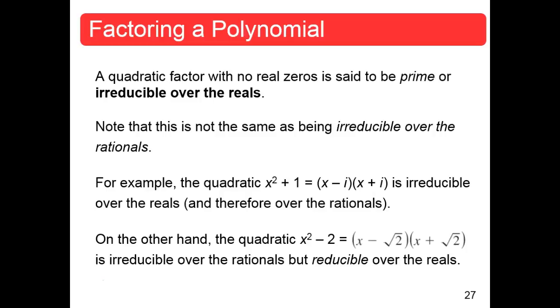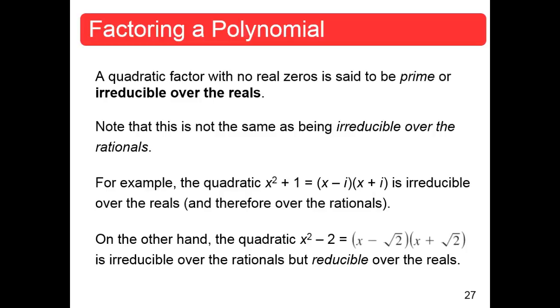Now, as I've just given the example, x squared plus 1 you can factor as x minus i times x plus i. We're not going to mess with that very much, so don't do it. That's irreducible over the real numbers, and therefore over rationals as well, because you can't get that into reals, except in the quadratic form. On the other hand, this quadratic function, x squared minus 2, you can't get a rational zero from it, but you can get an irrational zero. x minus root 2 times x plus root 2.